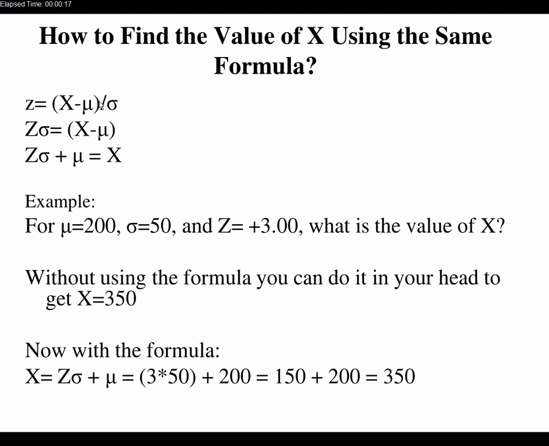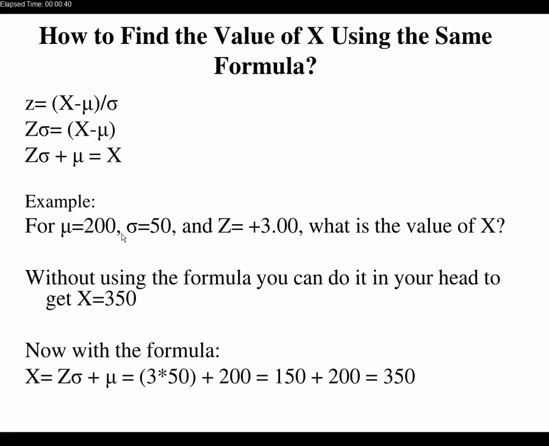z equals x minus the mean divided by the standard deviation. So z times standard deviation equals x minus the mean, and z times the standard deviation plus the mean equals x. So let's, if you have math anxiety, that's sure to give you a conniption. So let's look at the example.